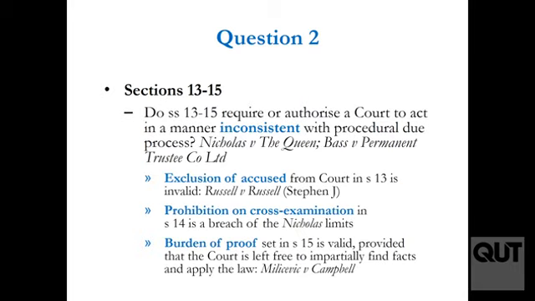Sections 13 to 15 are very, very interesting. So what these provisions are doing is they're trying to regulate the procedure of state courts where federal jurisdiction is vested. The general rule is that when the Commonwealth Parliament makes a law investing federal jurisdiction in a state court, the Parliament must take the state court as it finds it.